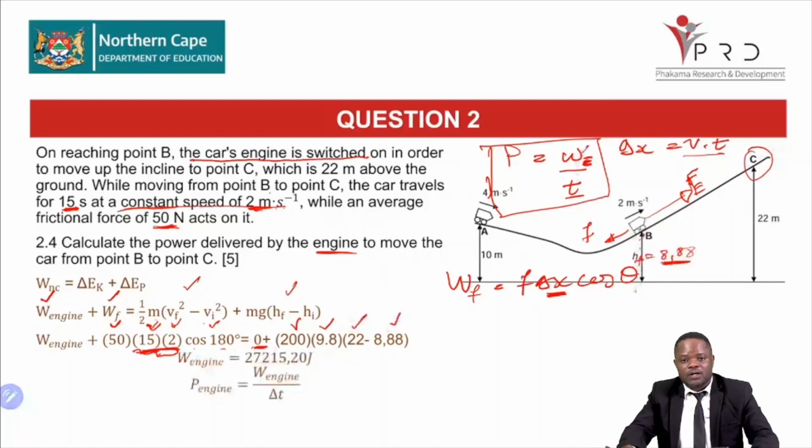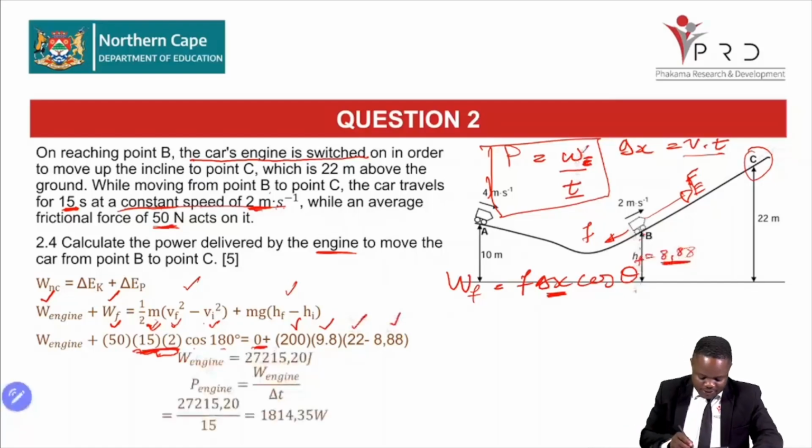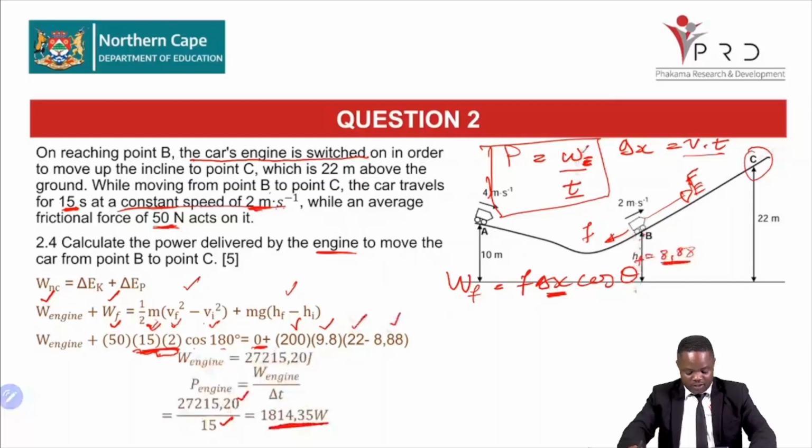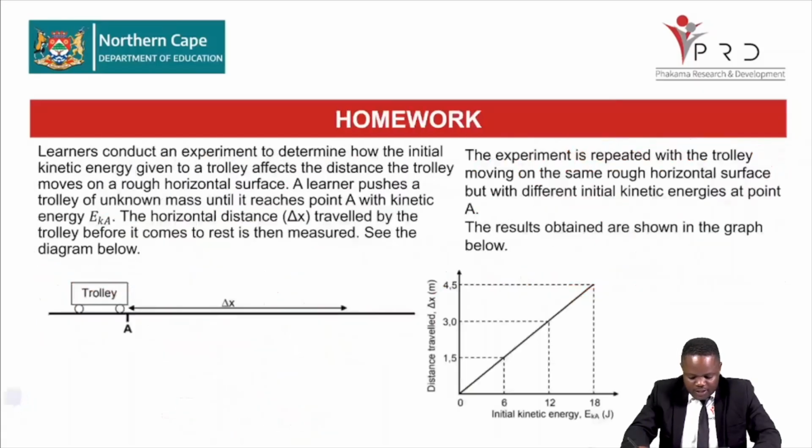Now we have found the work done by the engine, so now we can substitute in our power formula. Power is work done by engine divided by time. The work done by engine, we found that, and our time was 15. Therefore, the power of our engine is going to be 1,814.35 watts. Quite an interesting calculation there, grade 12.